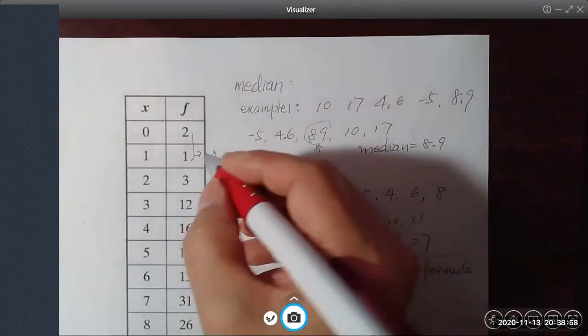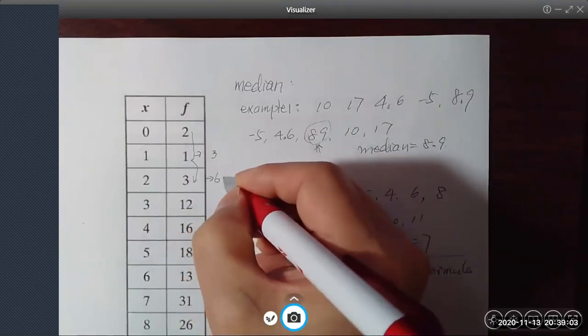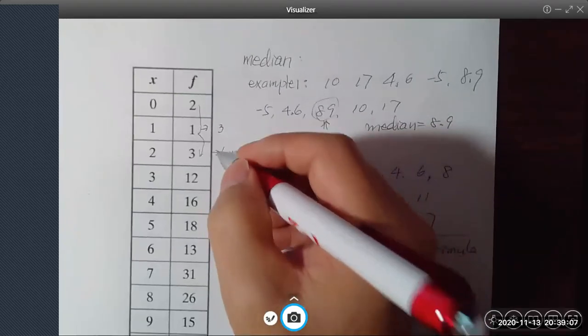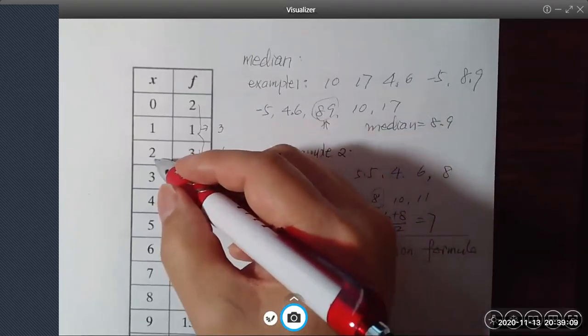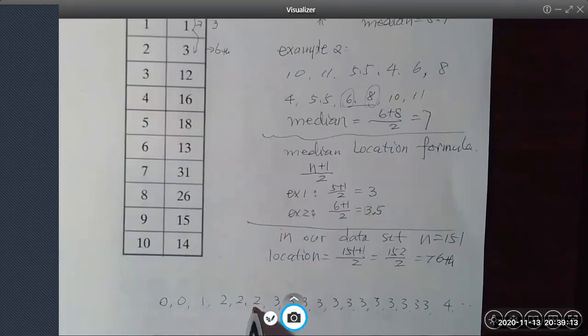Continue to add. This is 3 plus 3 is 6. Number 6 in the lineup, you're going to see the last 2. The last 2. 1 2 3 4 5 6. Number 6 is the last 2.